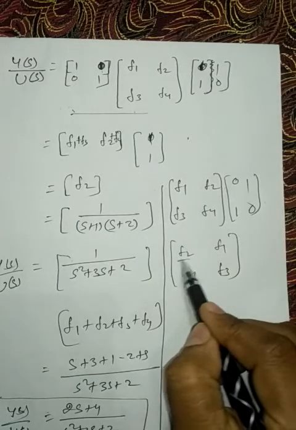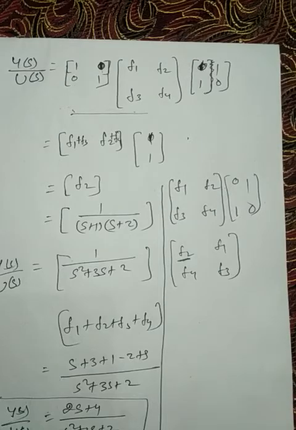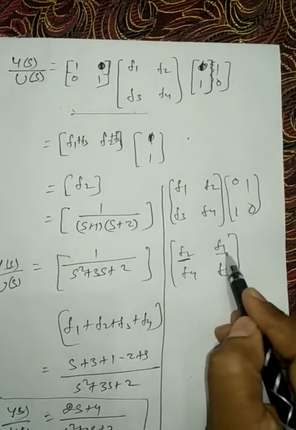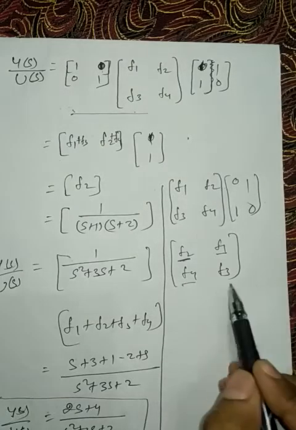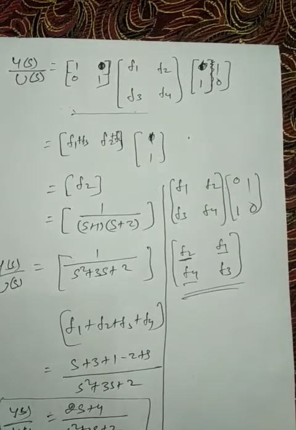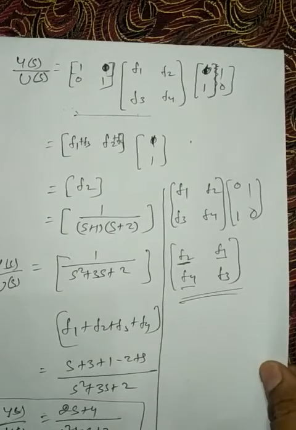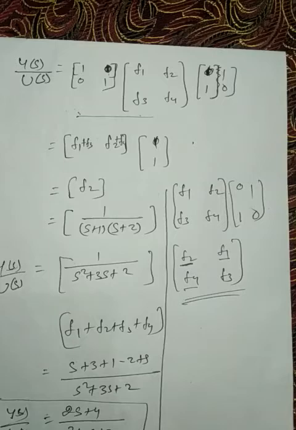So this will be the transfer function of one input output, and this is the transfer function of another input output, like this, right? So this is the solution. This is our transfer function or transfer matrix. After that, the next topic is controllability and observability. We will solve some other examples regarding this transfer matrix after controllability and observability.